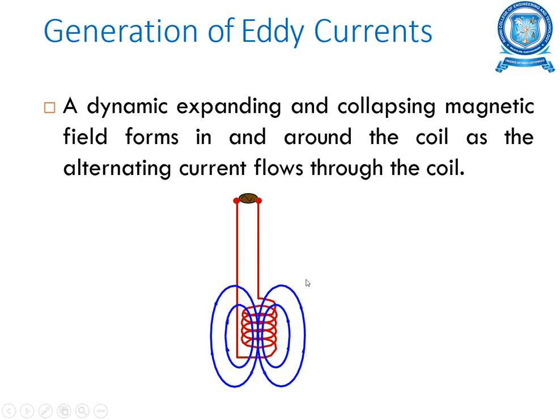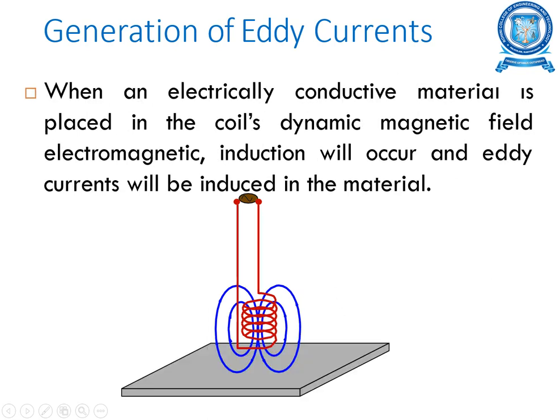So you can see here this dynamic expanding and collapsing of a magnetic field which is formed in and around the coil. And when an electrically conductive material is placed in the coil's dynamic magnetic field, so the bottom part is the conductive material, electromagnetic induction will occur, and eddy currents will be induced in the material as a circular path.